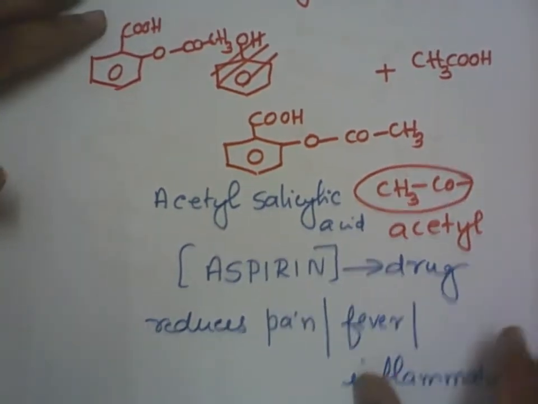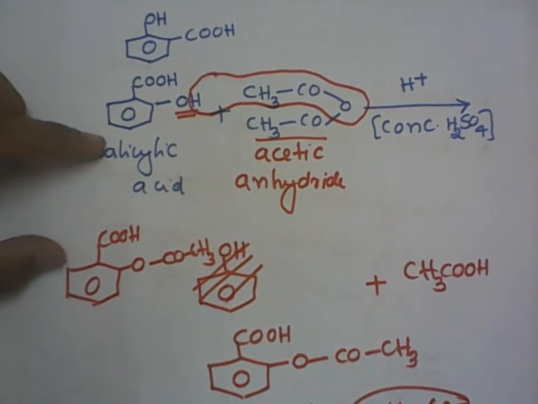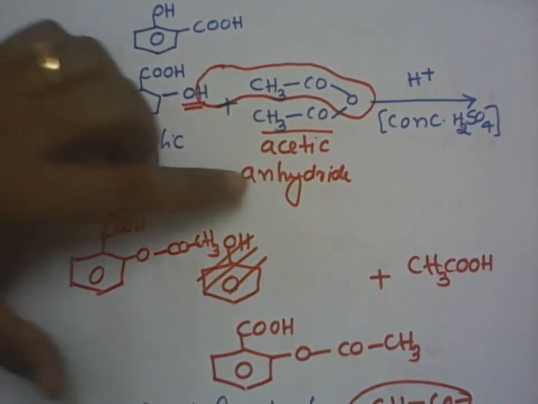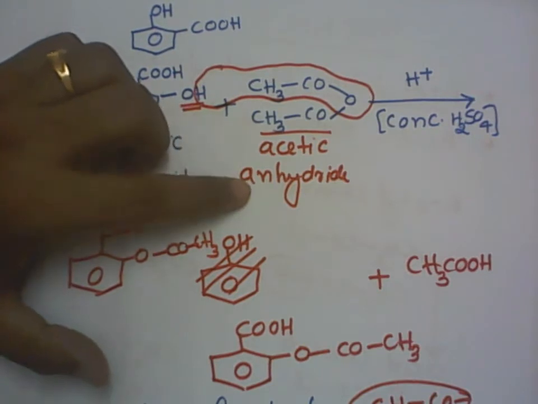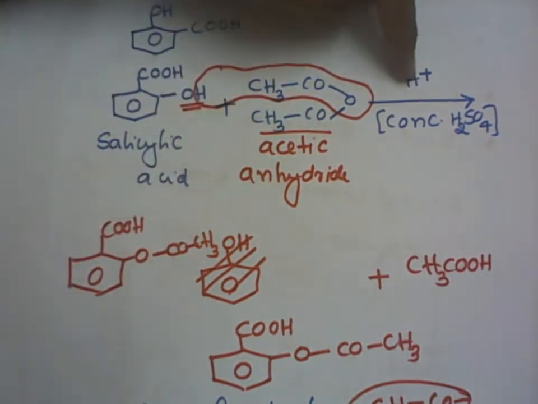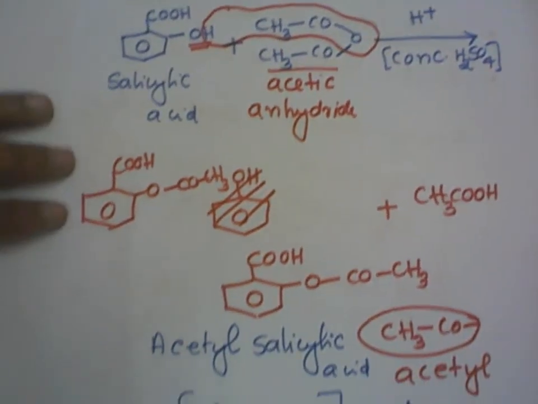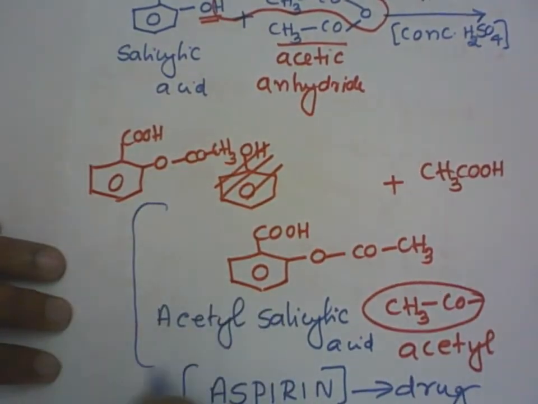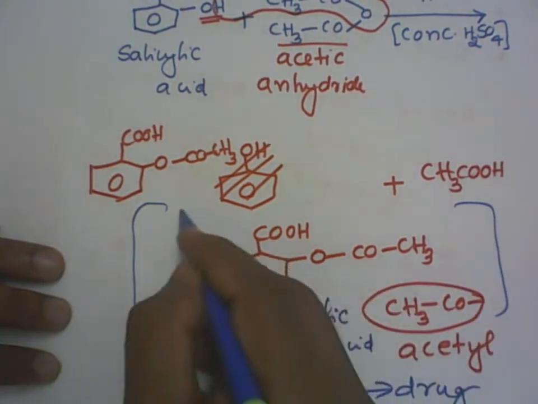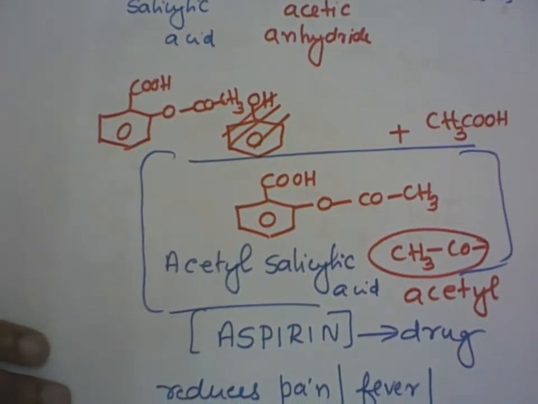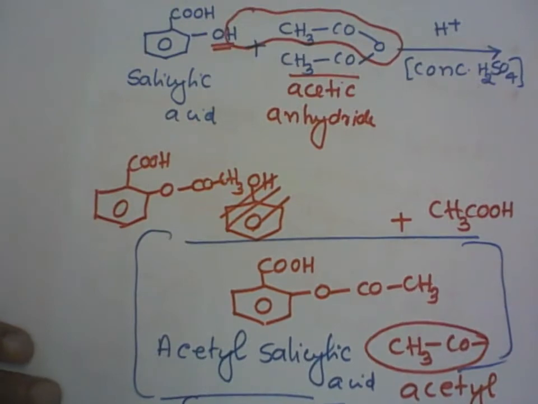So what is the acetylation of salicylic acid? Salicylic acid reacts with acetic anhydride in the presence of acid medium or concentrated sulfuric acid to give the compound known as acetyl salicylic acid, or it is also called aspirin. Clear?